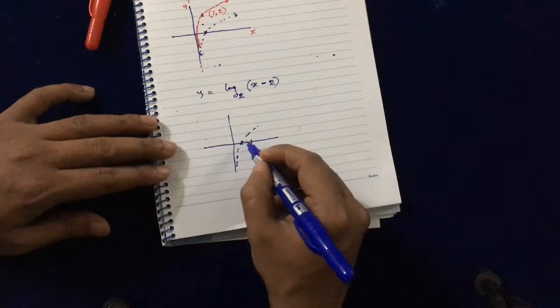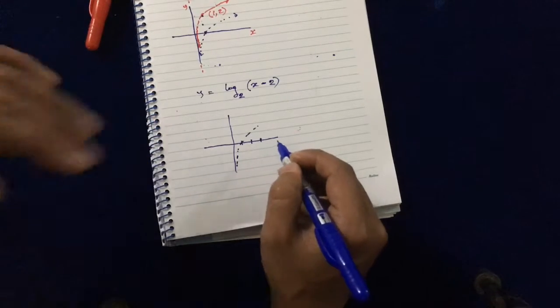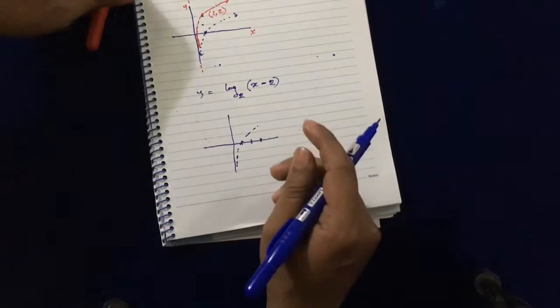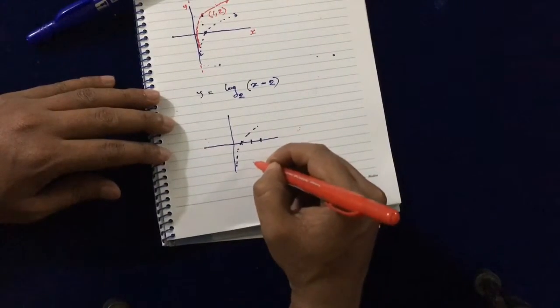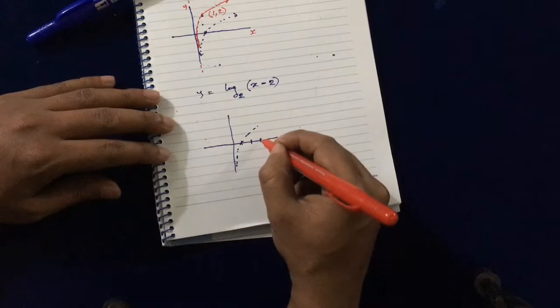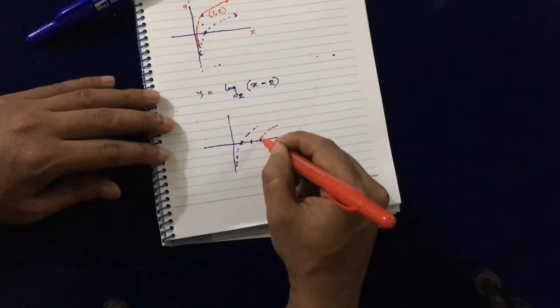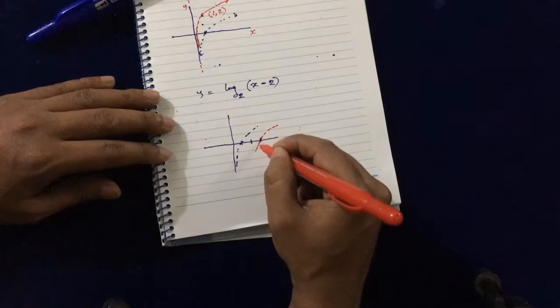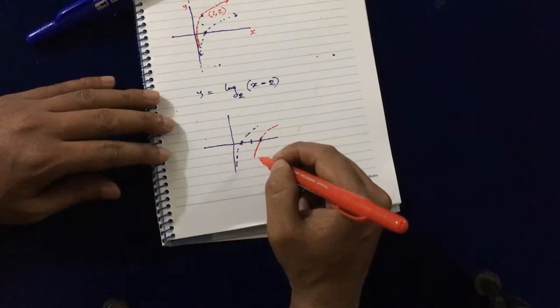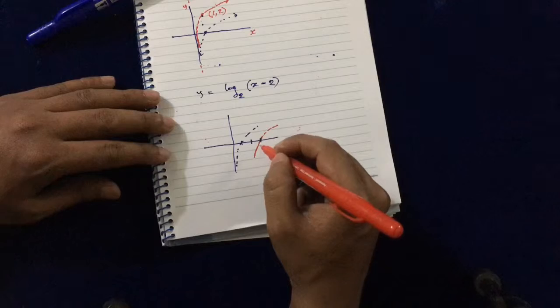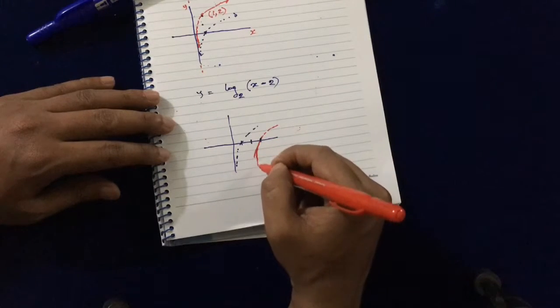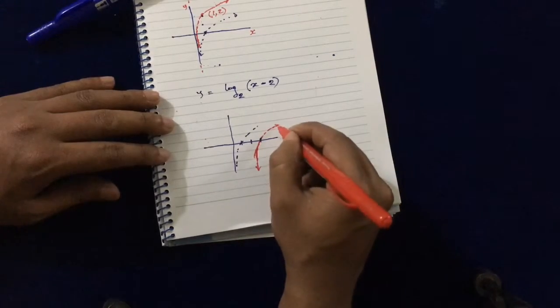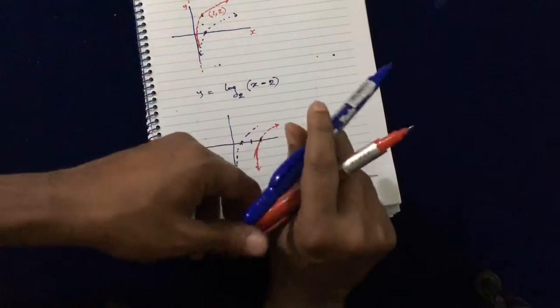Okay, so this is 1, then it will go 1 to 2 units to the right side. If it moves 2 units to the right side, then the graph should look like this. It will have the same shape. Then it will just directly come down, directly go down.